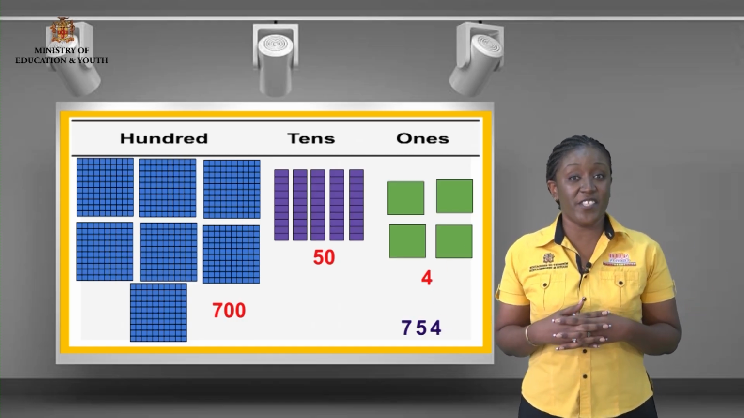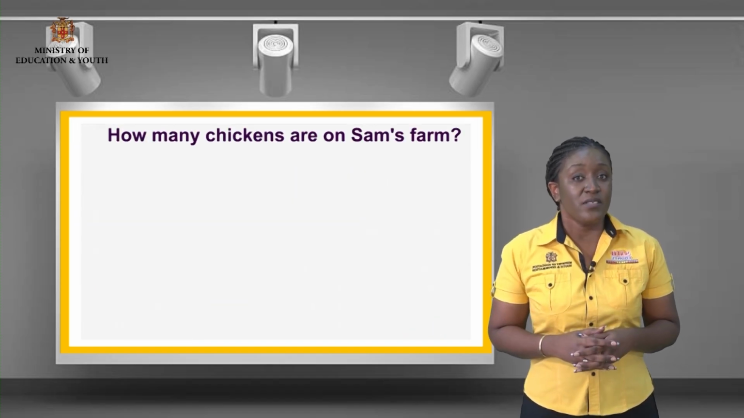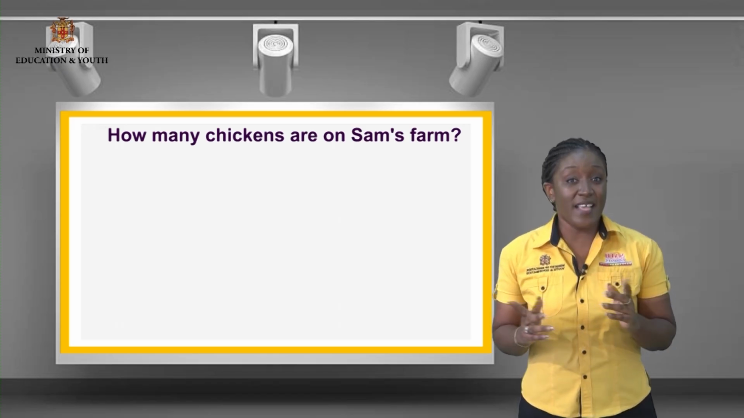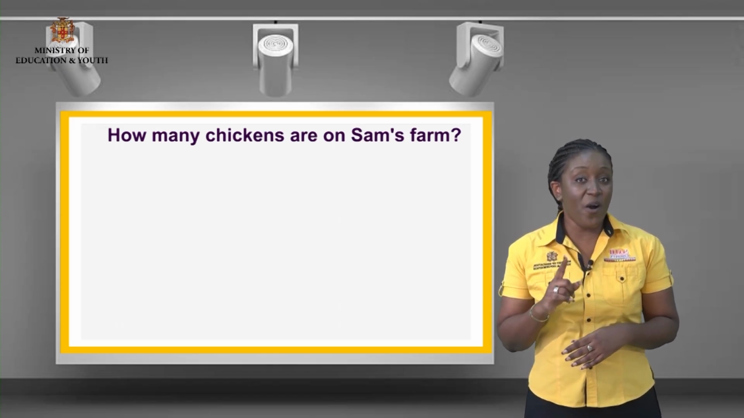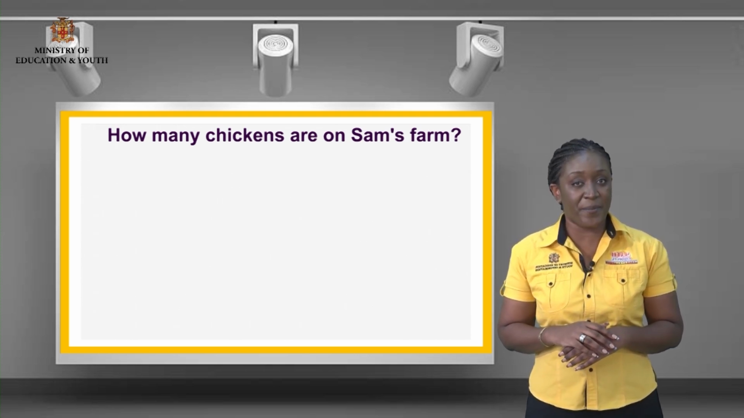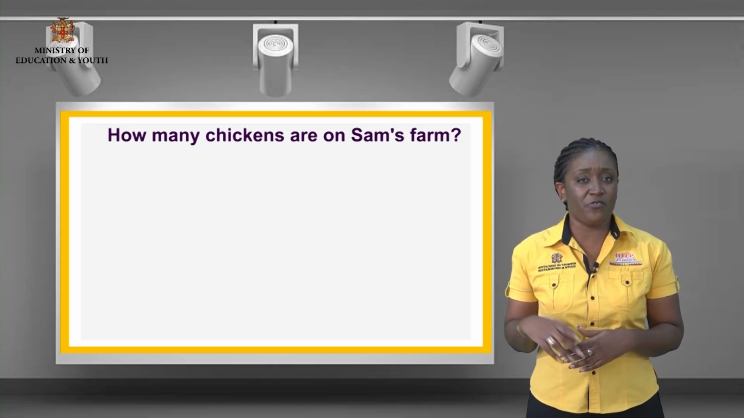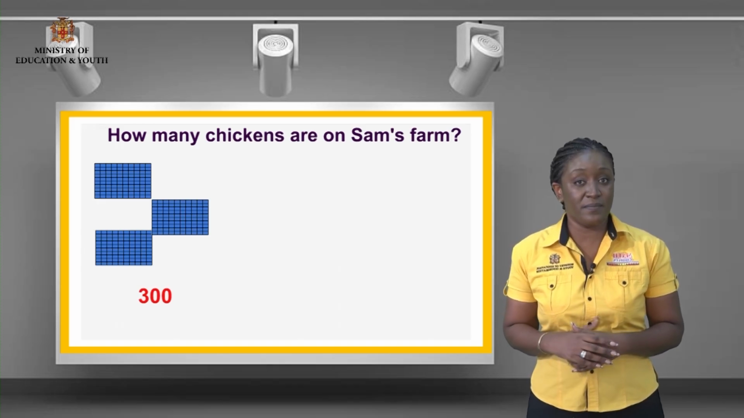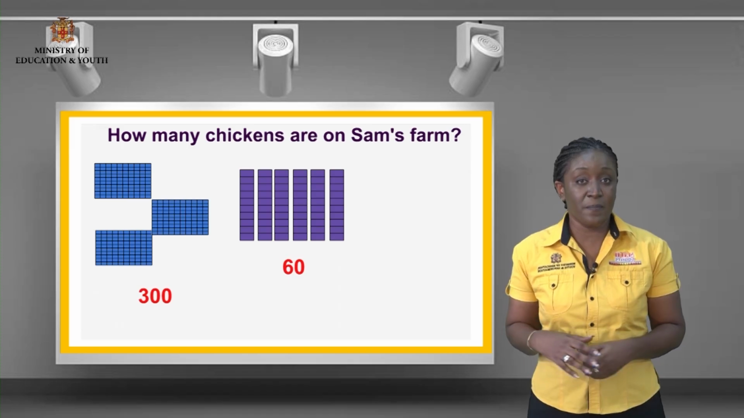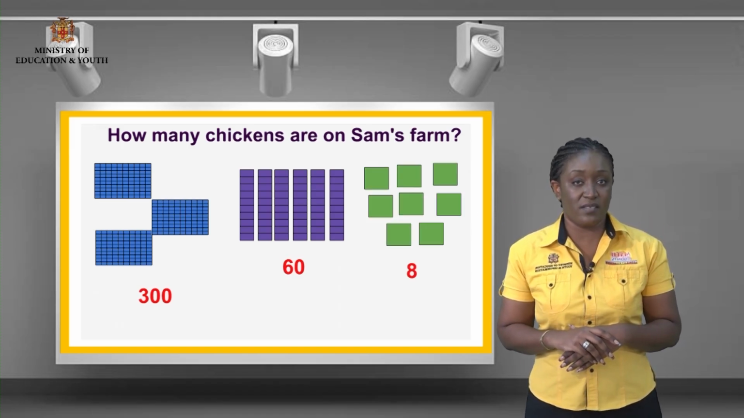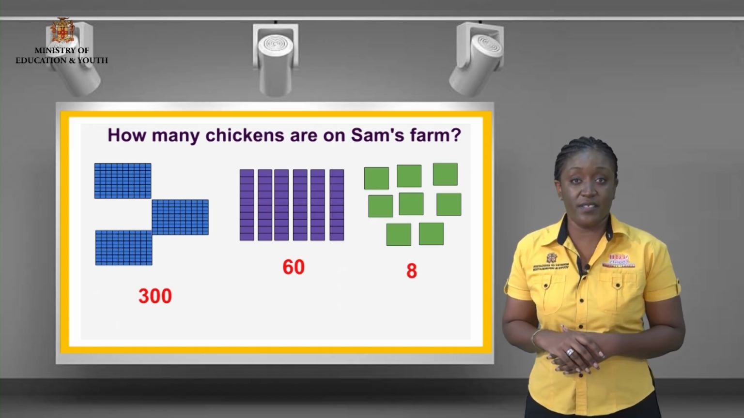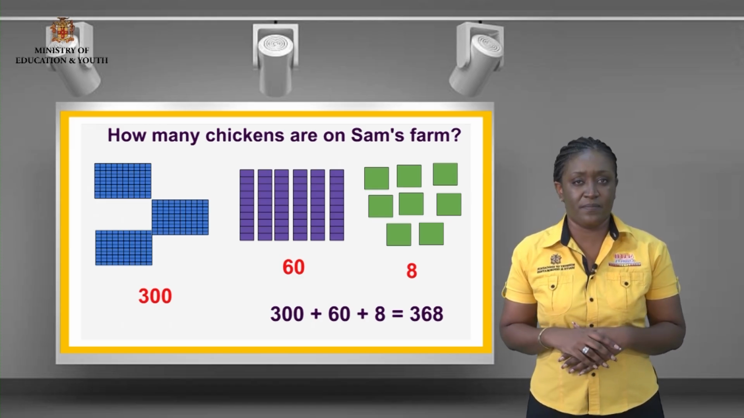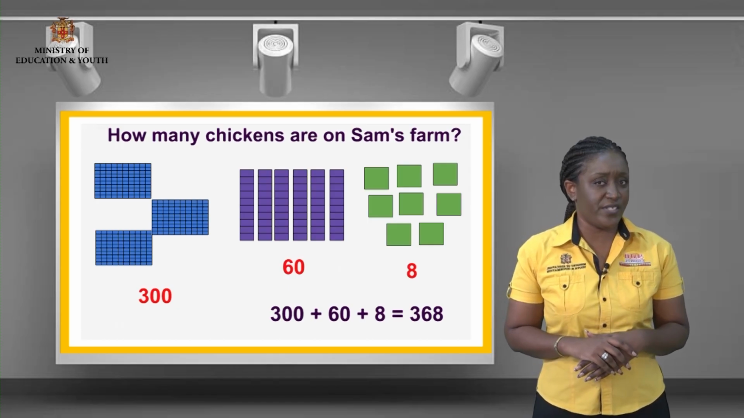And our final activity for today, we will help Sam to use base 10 blocks to represent how many chickens there are on his farm. Sam and his dad rear chickens. They now have 368 chickens on their farm. How can we use base 10 blocks to represent the number of chickens? We will use 3 flats to represent 3 hundreds, 6 longs to represent 6 tens, and 8 units to represent 8 ones. This will give us 3 hundreds, 6 tens, and 8 ones to represent 368.